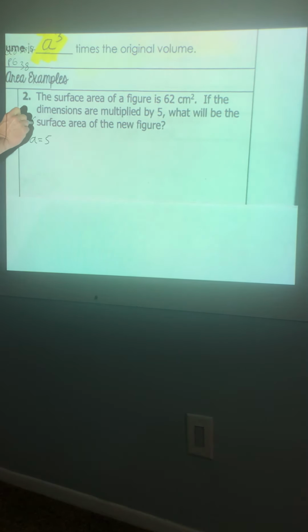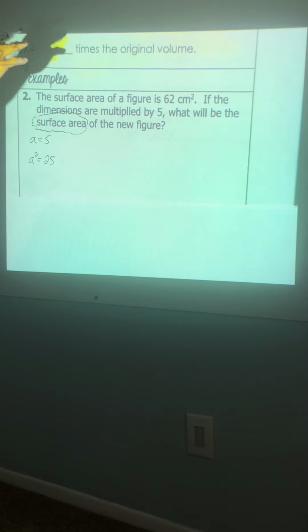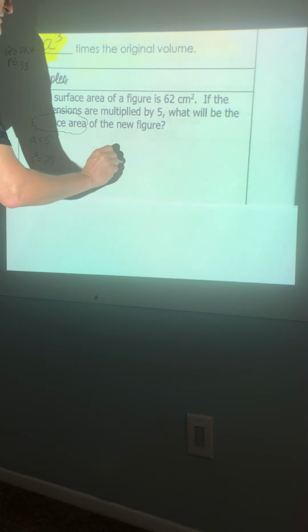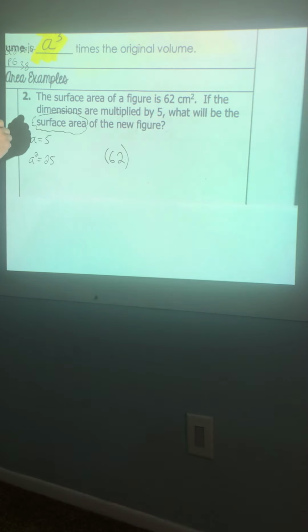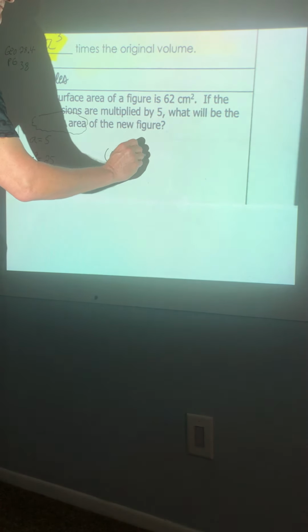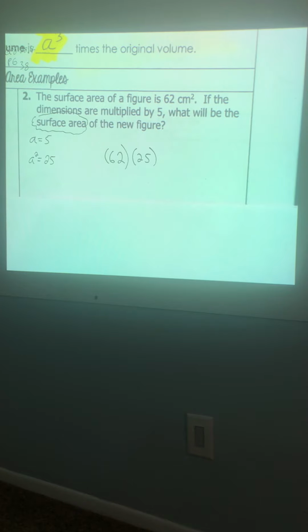So you take this A and you square it, so that's 25. The surface area of the new shape will be 25 times bigger. Does that make sense? You knew the surface area of the smaller one was 62, so now you multiply by 25. Most people would guess that if you multiply everything by 5, the surface area will be times 5. No, remember, it's times 5 squared.